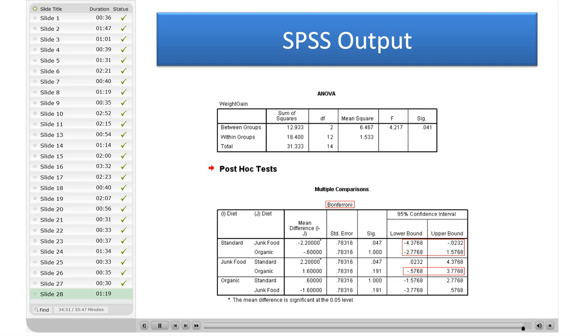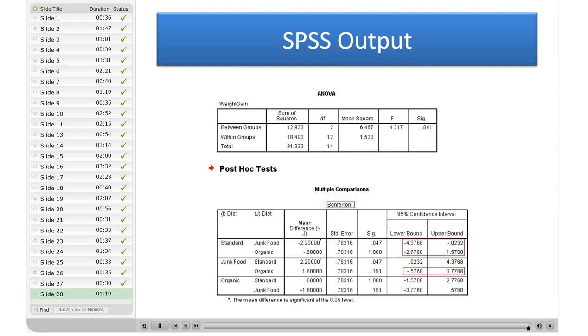The only comparison on this chart that's statistically significant is comparing standard food to junk food. The way that we can see that is if we look in the significance column, there's only two numbers that are less than 0.05. There's two 0.047s. Comparing standard to junk food gives you 0.047, and comparing junk food to standard gives you 0.047, but that's really the same comparison.